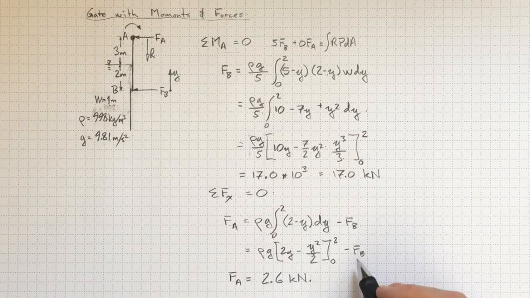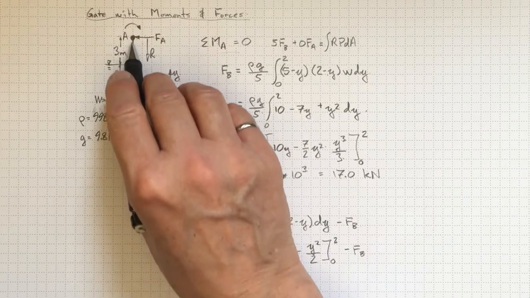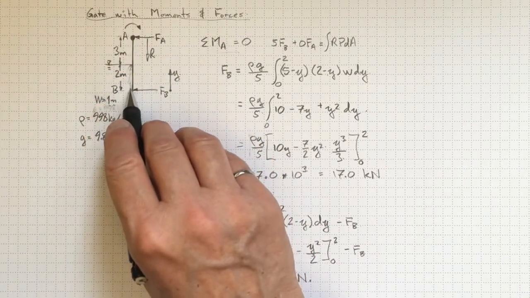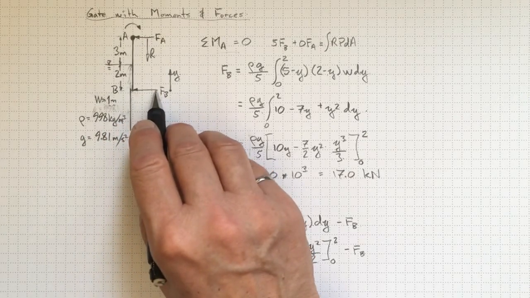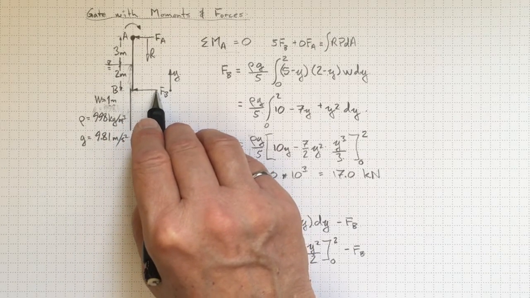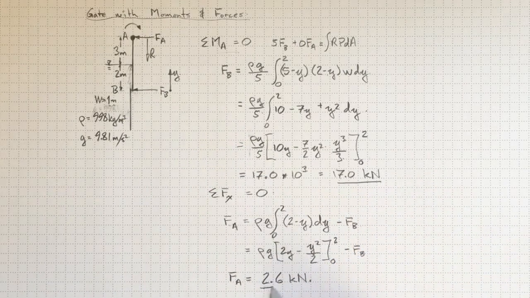So what this is telling me is that the vast majority of the force that we need in order to hold back this gate and keep the water from flowing out and pushing the gate aside is down here at location B. Fb is going to be 17 kilonewtons, while Fa is only going to be 2.6 kilonewtons.